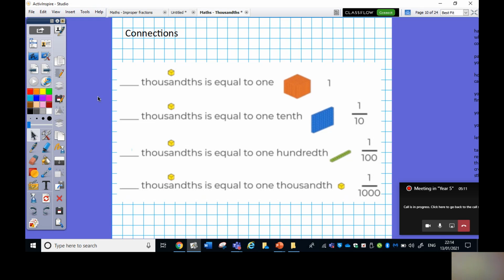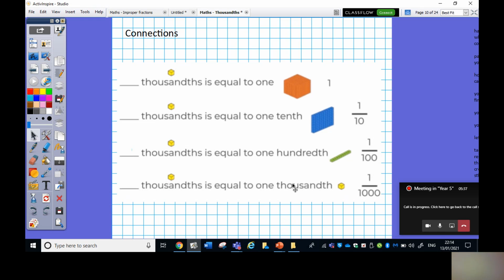Okay, now it's time to make some connections. Have a go at filling in the gaps, which numbers are missing to complete the sentences. So take a look. Thousandths is equal to 1, thousandths is equal to 1/10, thousandths is equal to 100th, and thousandths is equal to 1000. Okay, pause the video and then come back when you're ready.